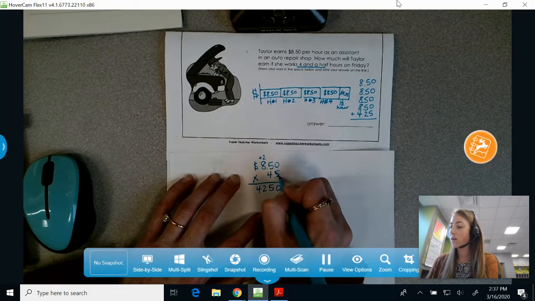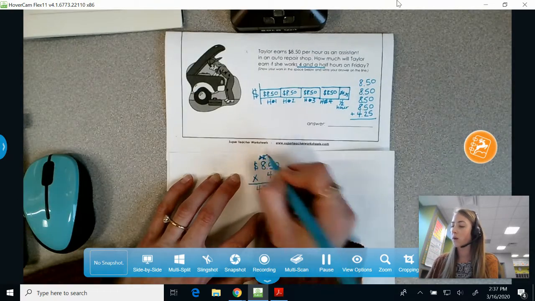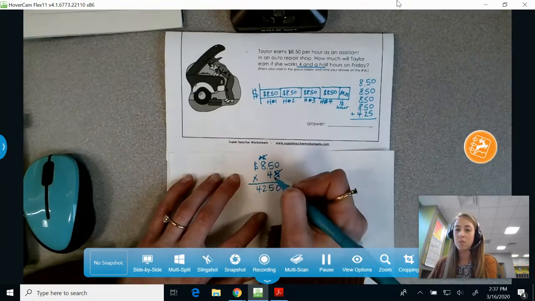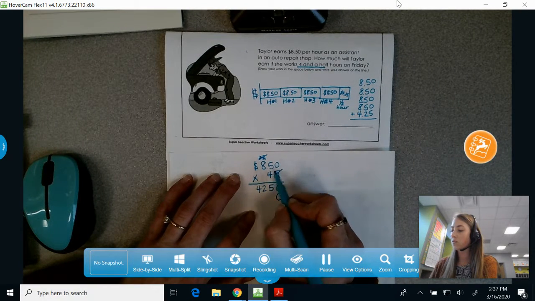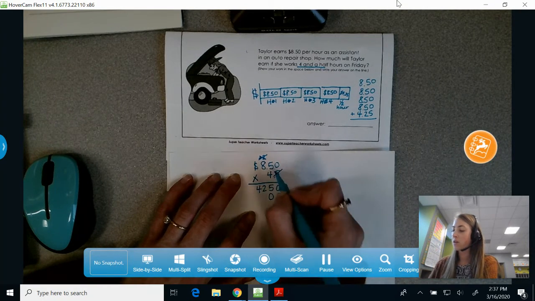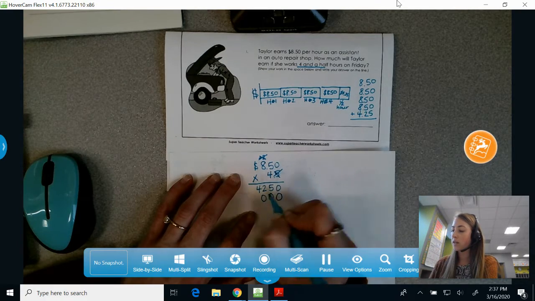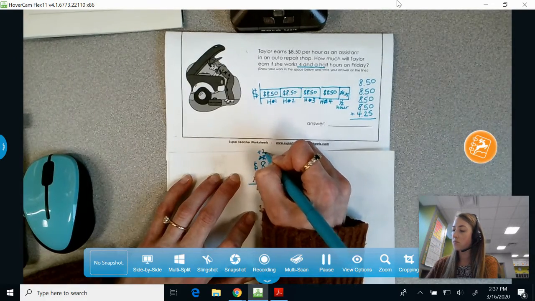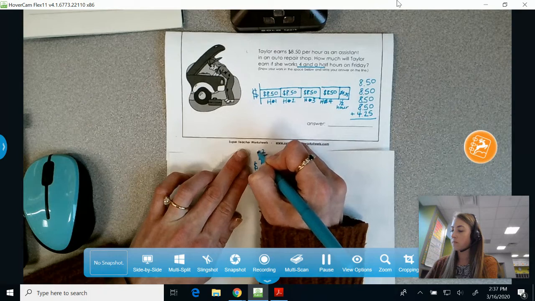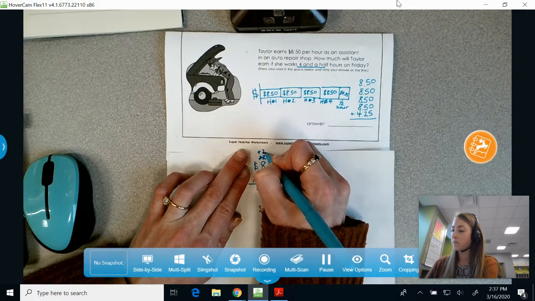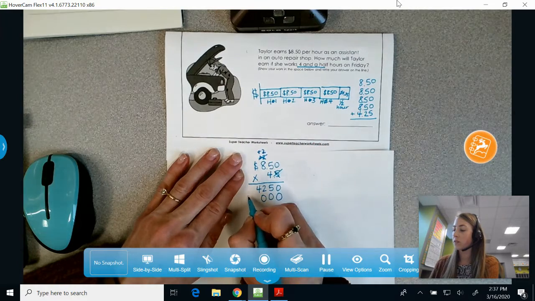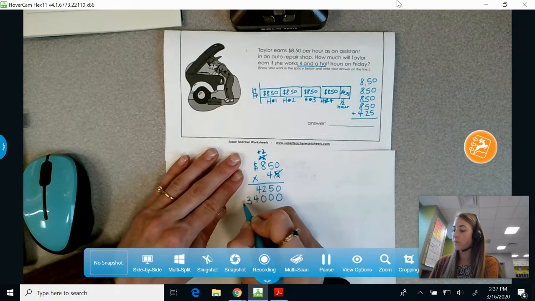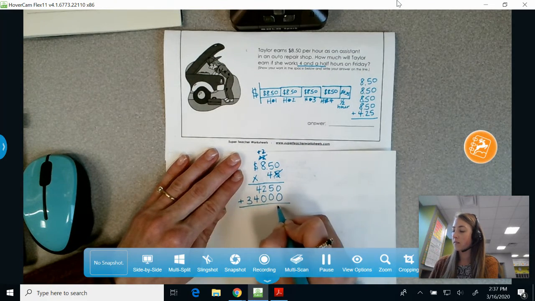So I'm going to X out everything in my ones place, including what I carried. Because I'm working in my tens place, I have to add a 0. 4 times 0 is 0. 4 times 5 is 20, and I'm going to carry that 2. 4 times 8 is 32, plus 2 is 34. And now I'm ready to add.